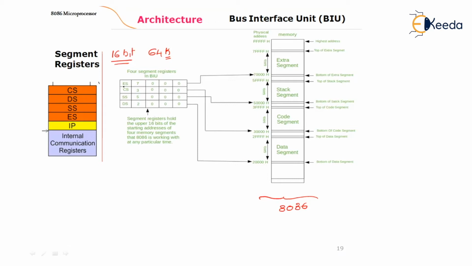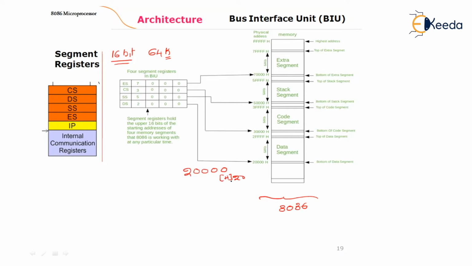So these 16-bit registers are going to hold the most significant 16 bits of the starting address. Actually, the starting address of this data segment is 20000. This is the starting address. Altogether, it's 20 bits. As we are representing in hexa, it is just 5 digits, right?